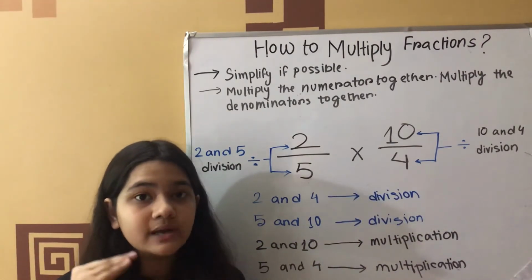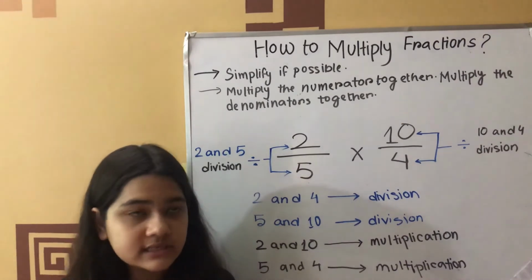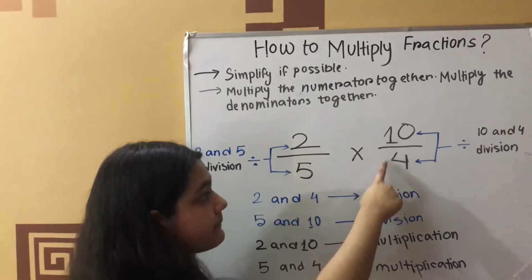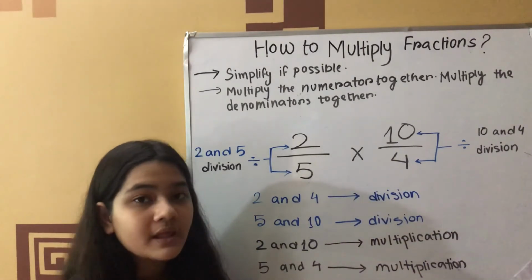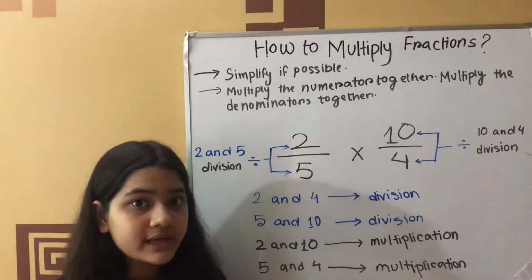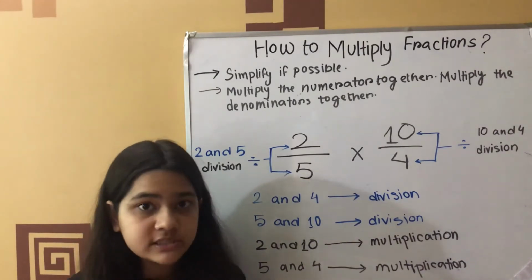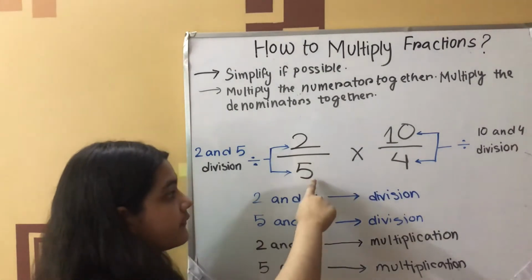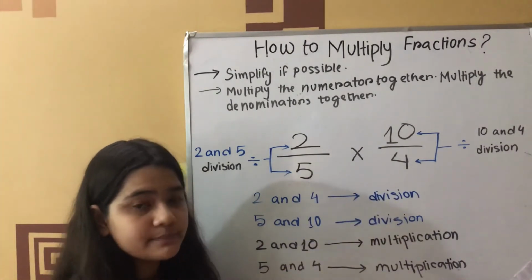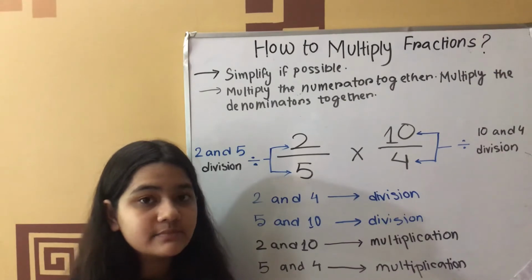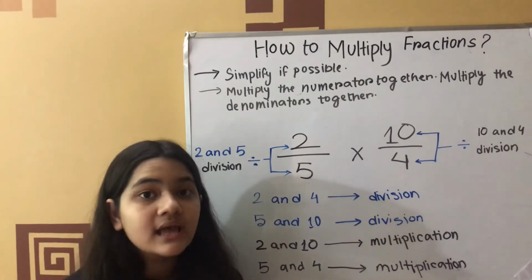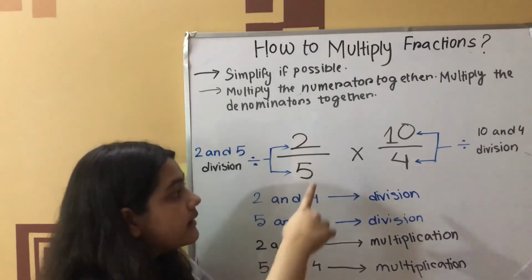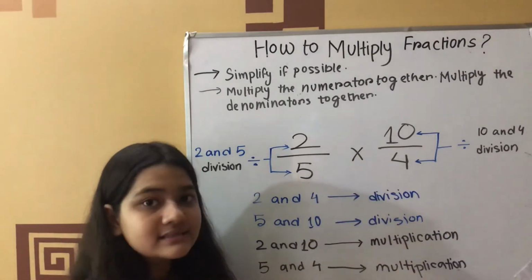The relation between up and down is division. 2 by 5 is in division. 10 by 4 is in division. The relation between side by side is multiplication. 2 and 10 is in multiplication. 5 and 4 is in multiplication. And the relation between the diagonal numbers is also division. 2 and 4 is division. 5 and 10 is division.